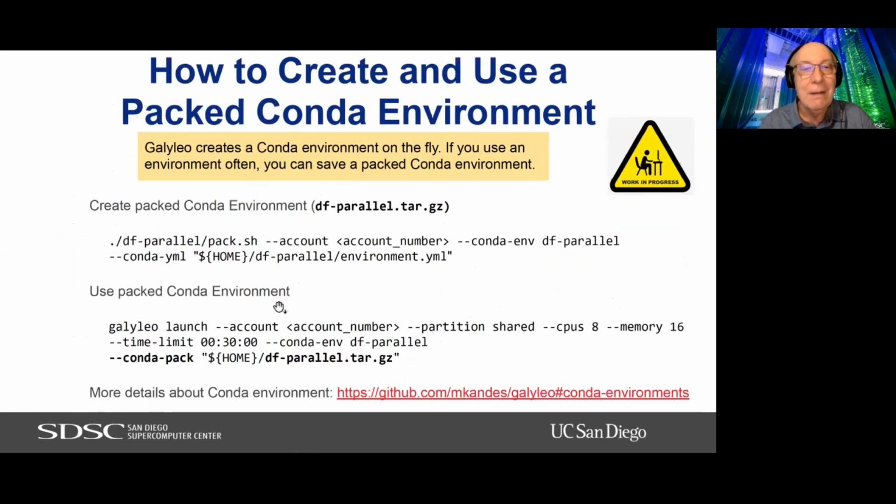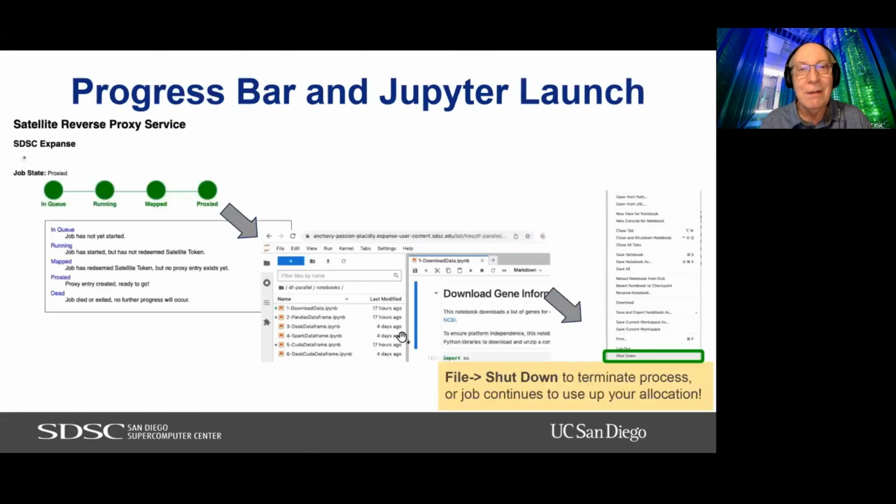Once you create it, you can just use it, and you run Galileo this way, where instead of the YAML file, you give it the conda pack option and then the path to this tar.gz file, which you can keep in your home directory. We're not going to do this today. I just want to mention that in case you use the same environment over and over again, you may want to create a packed environment. Again, it may not always work, so that's why I call it work in progress, but it's something to consider.